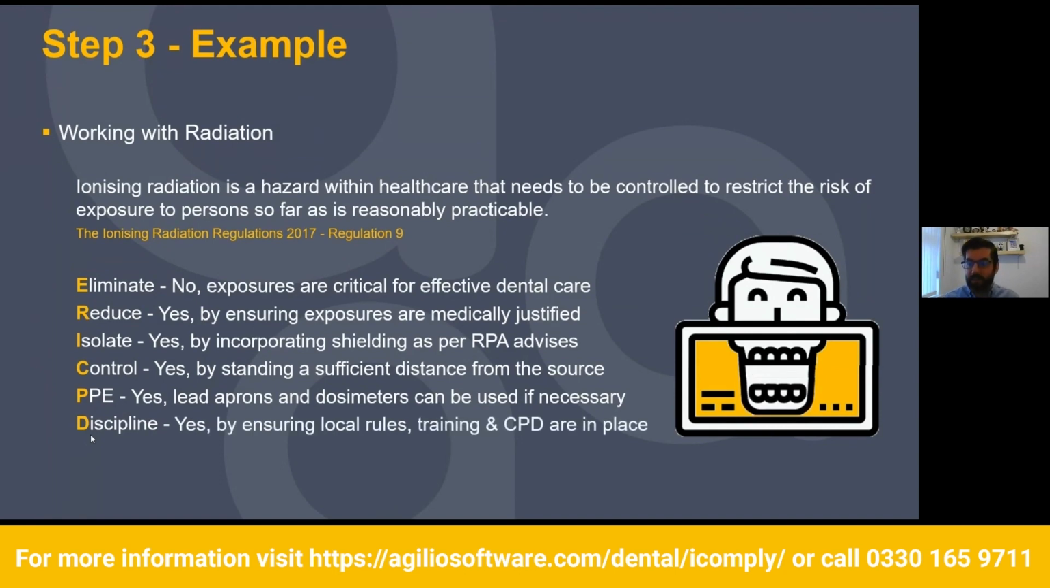And then lastly, discipline. So again, as I mentioned, train your staff on those local rules. Ensure they're aware of the contingency arrangements. They know where to stand when they're taking exposures and what they need to do to protect themselves. And ensure they're up to date with their IRMER CPD qualifications as well. So that's all part of discipline.